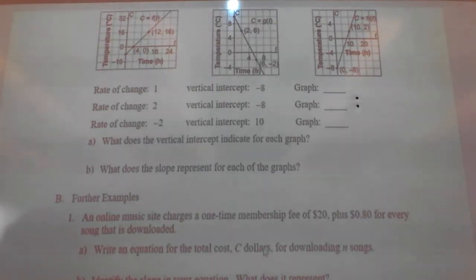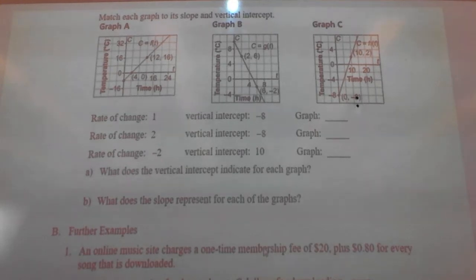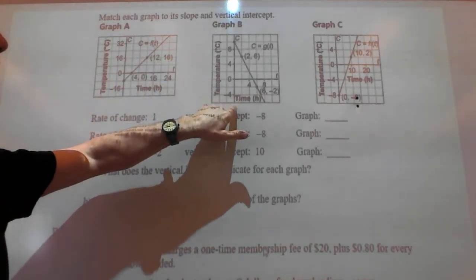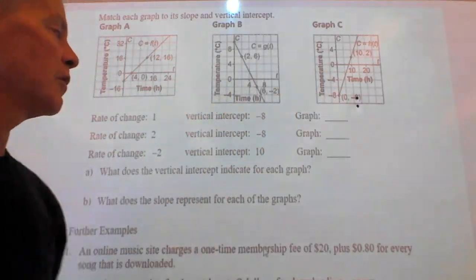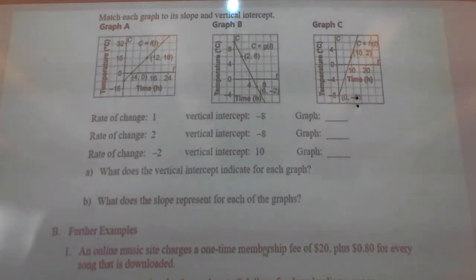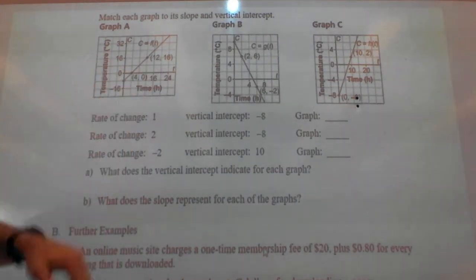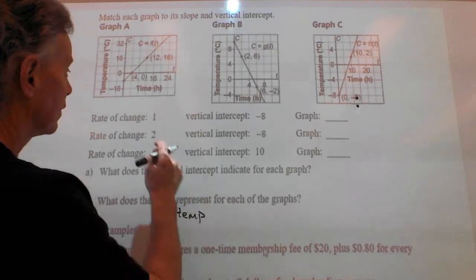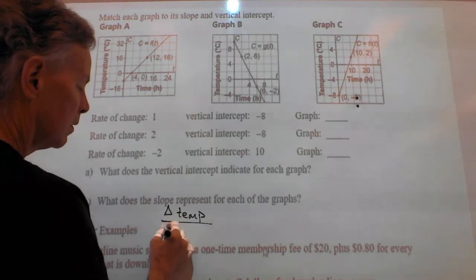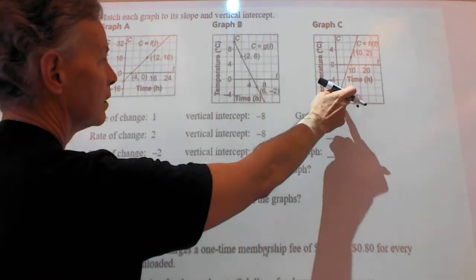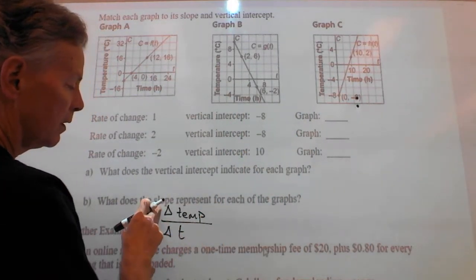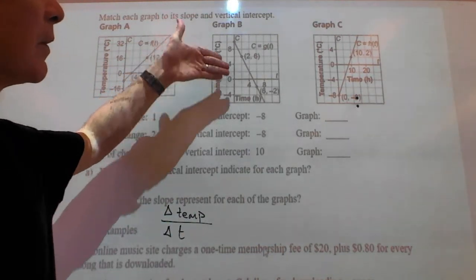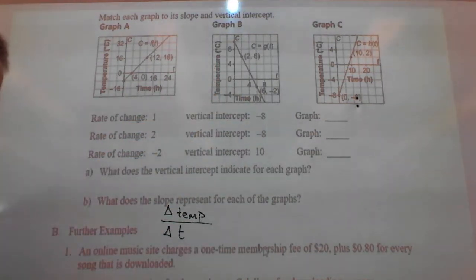Moving right along. What does the vertical intercept indicate for each graph? This one indicates the temperature at the start. What does the slope represent for each of them? It represents temperature change, right? Delta Y over time change. So, delta Y over delta X, okay? In this particular case, degrees Celsius per hour, okay?